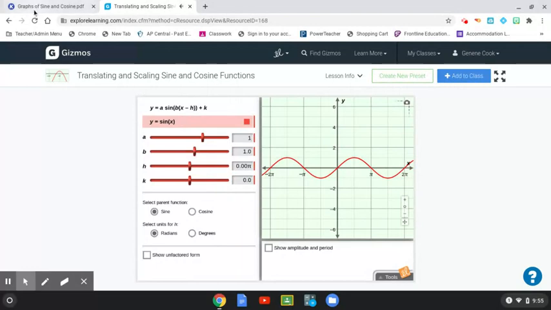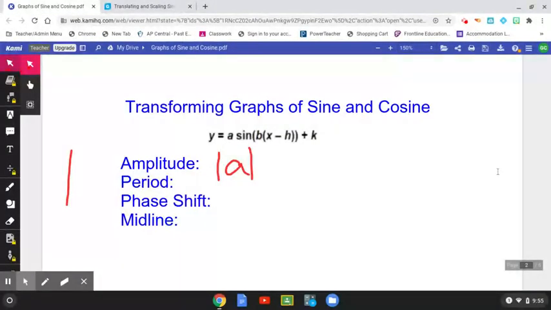And let's go back to our notes. Okay, so the period basically is going to be affected by the value of b. So for instance, instead of, let's say, graphing one period from 0 to 2 pi, we might be graphing one period from 0 to pi. Or we might be graphing one period from 0 to 4 pi. Okay, so b is going to change your period.